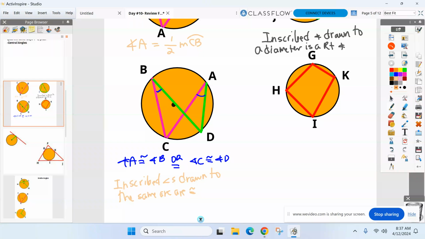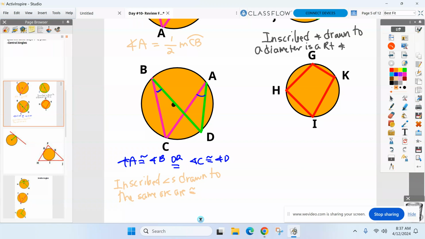All good. Next, last diagram on this page. Tell me something about these angles. Tell me something about pairs of these angles. G, K, I, H. I know all of them add to 360 because it's a quadrilateral. I don't need to know that. I'm looking for a little circle fact, though.